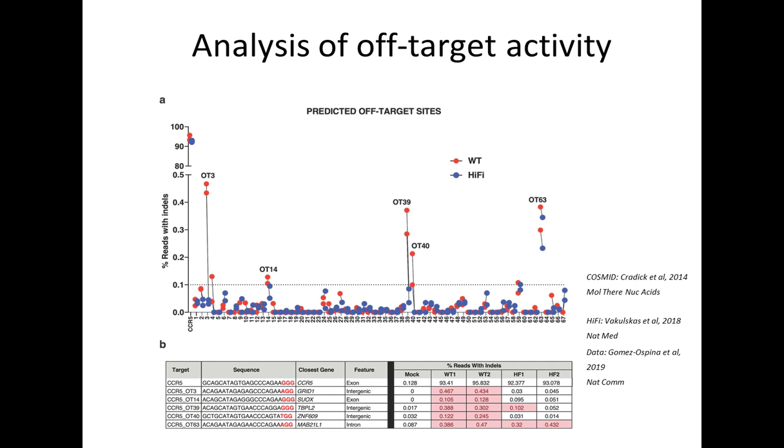You can see that there are very, very low levels of off-target activity, around 0.5%. But most importantly, when you switch the Cas9 to a version that has a mutation that provides it with higher fidelity, those off-target sites go away.